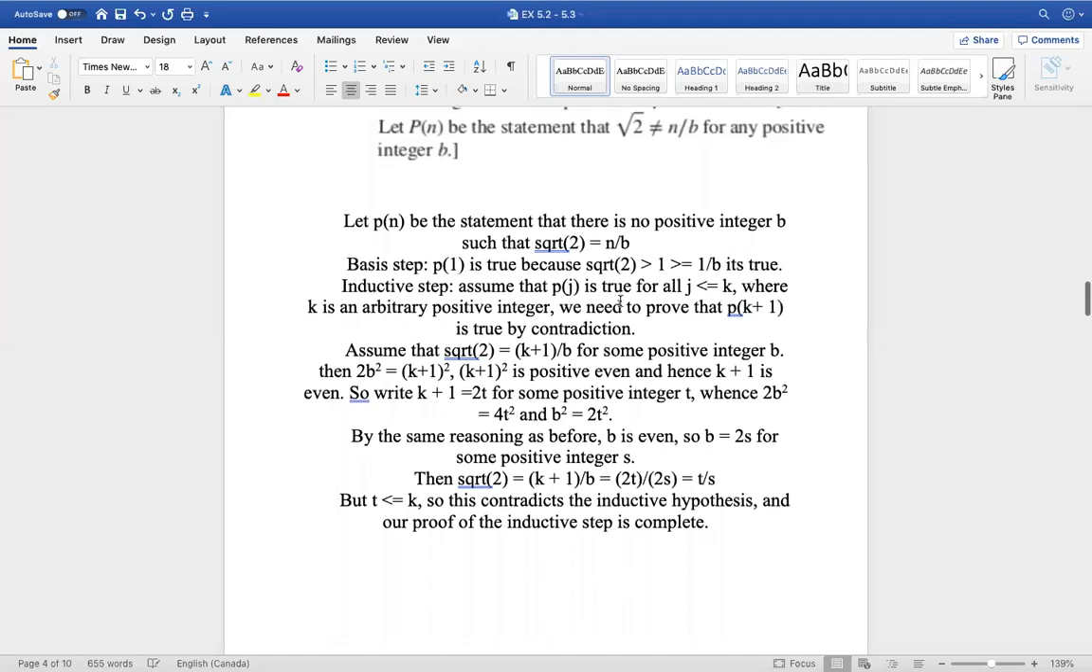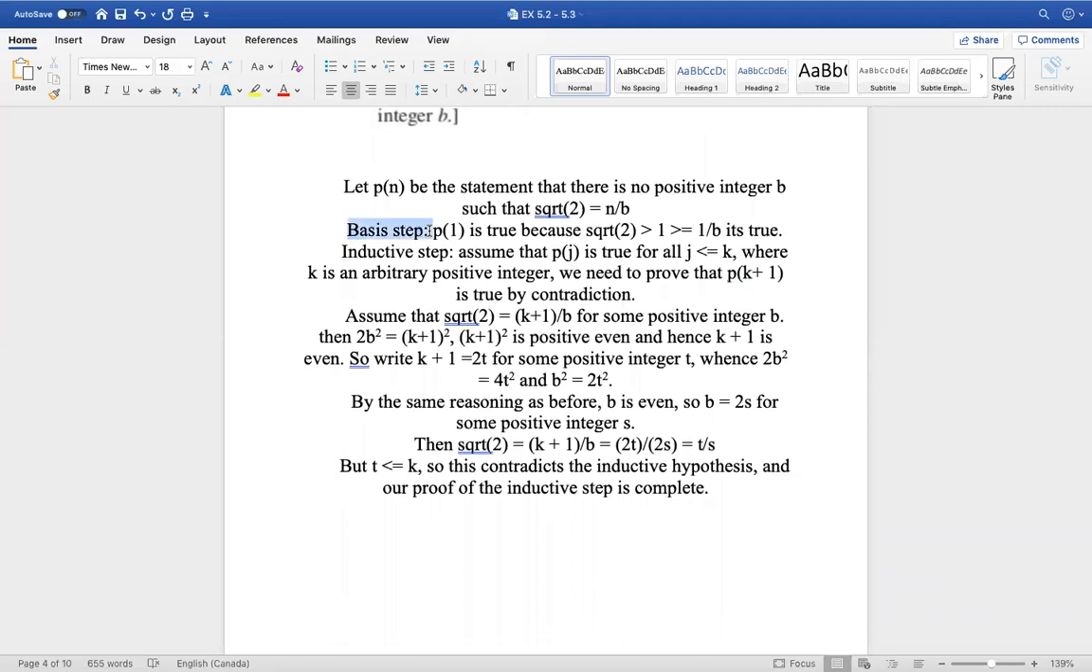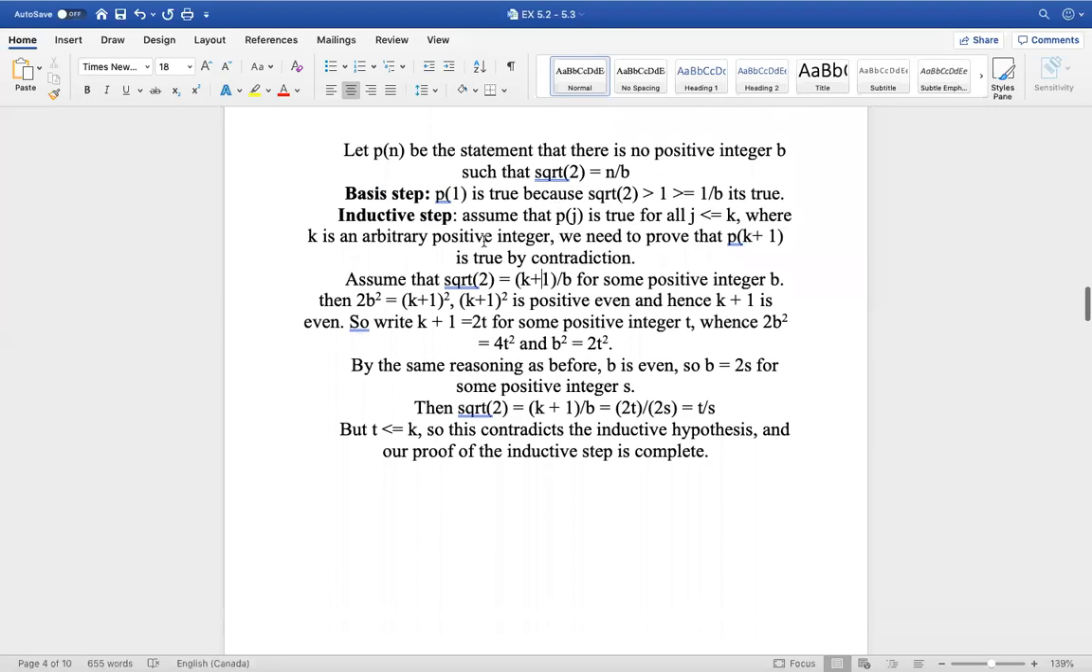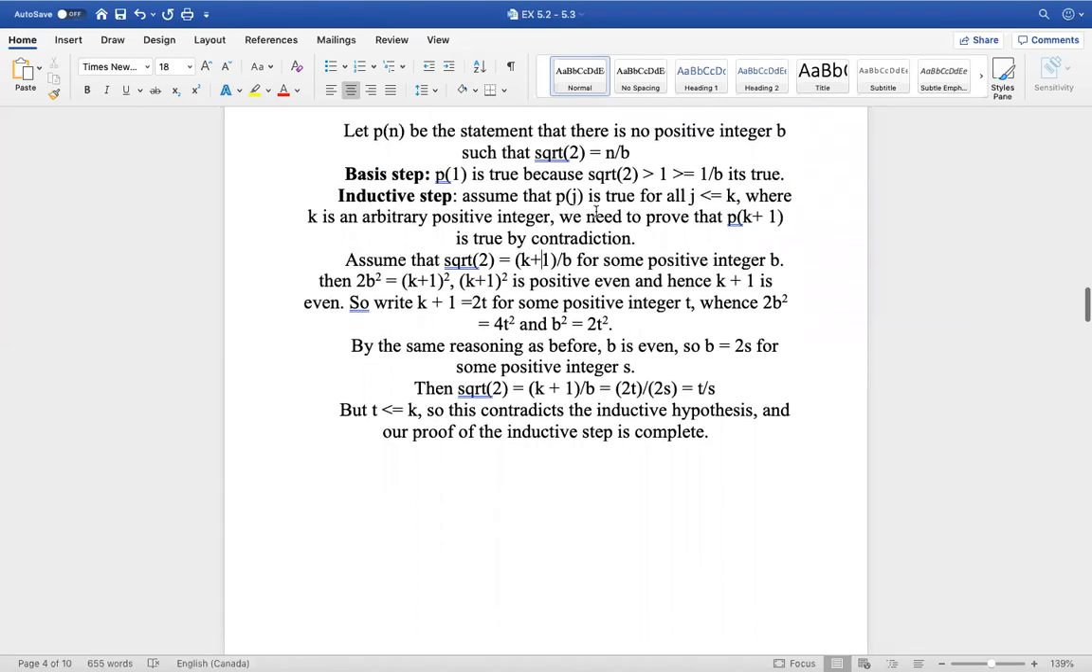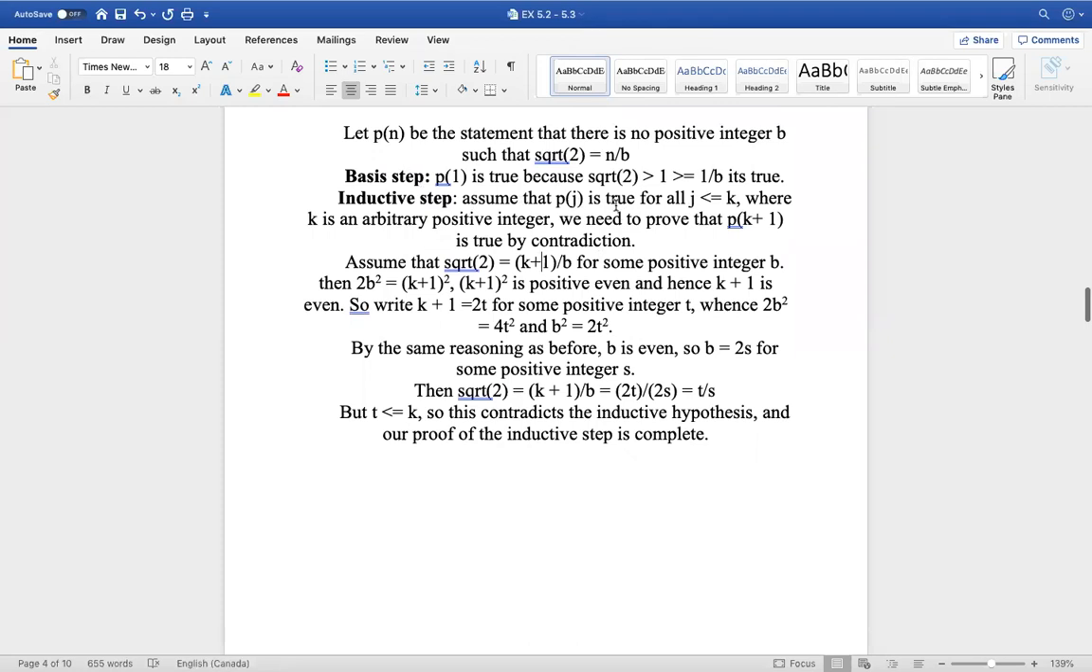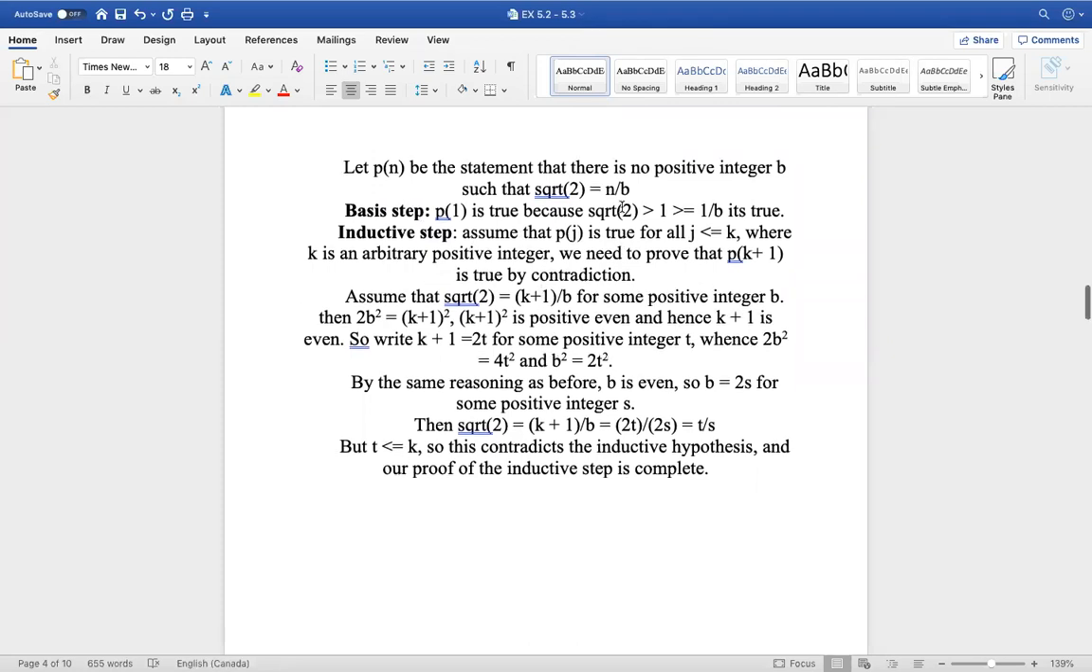And then we move to the inductive step. In the inductive step, we have the assumption P(j), or P(n) but with n replaced by j, though it represents the same thing. So it is true for all j less than or equal to k, where k is an arbitrary positive number. Then we have to prove that P(k+1) is true by contradiction.